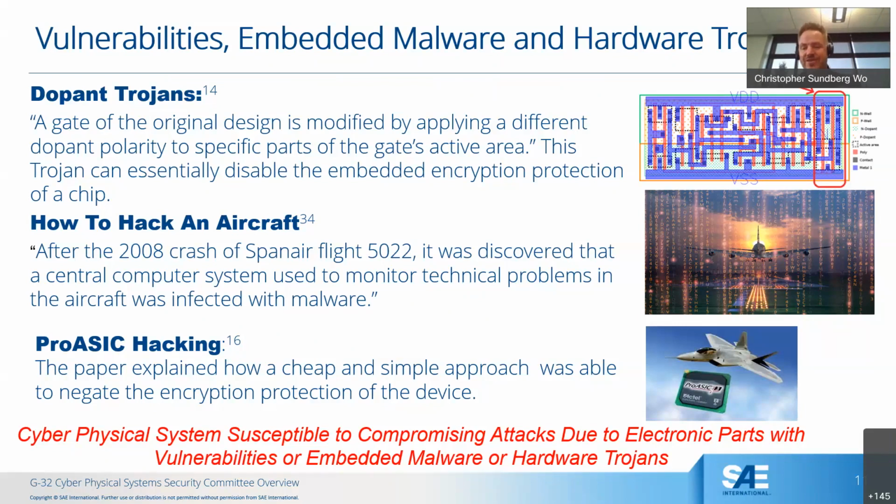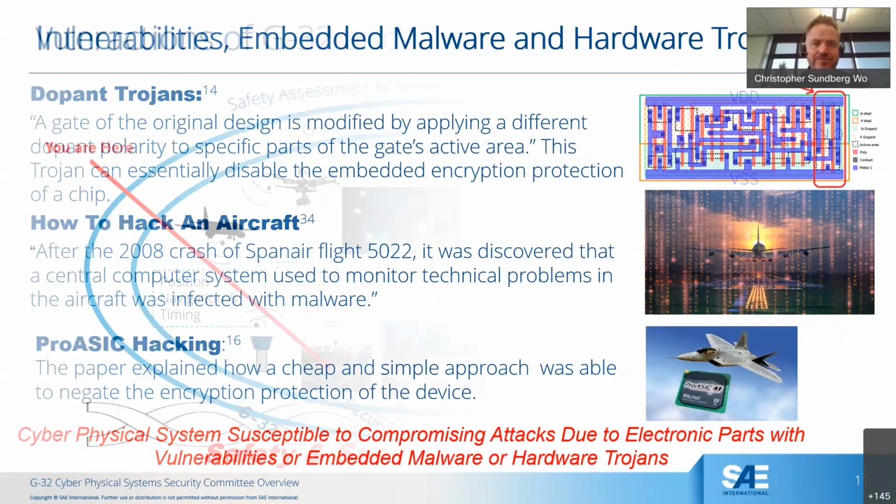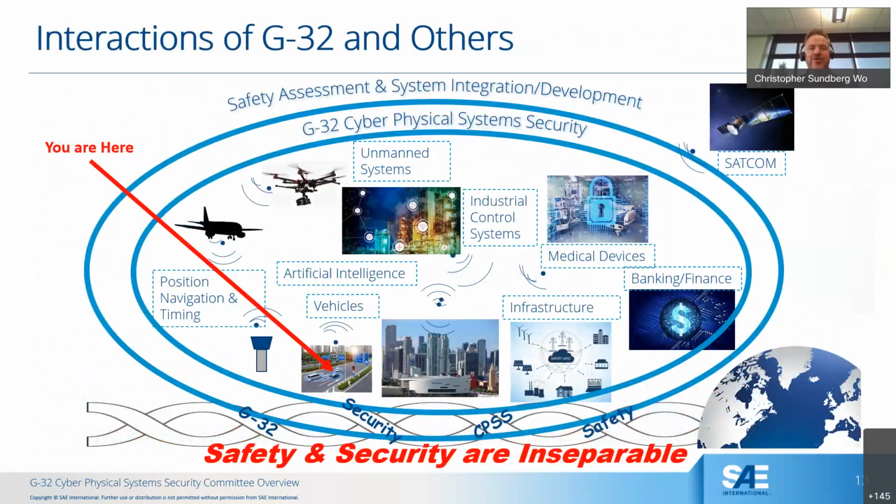So, all this comes to say is that, in software, hardware, firmware, we have security issues, and how are we going to assure those when they're used in critical applications? So G32 is really, again, going to interact with multiple organizations, and our committee is actually made up of representatives from all these organizations to help handle that cyber physical system security in the ecosystem.